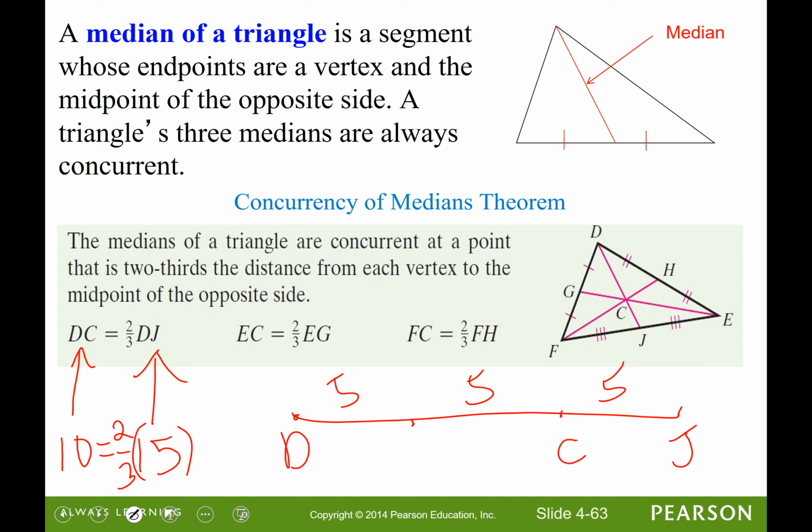So hopefully that'll help you get through these 2/3. Just think of everything in thirds. Take the total distance, divide it by 3. 2 of the thirds go here, and 1 of the thirds goes there.